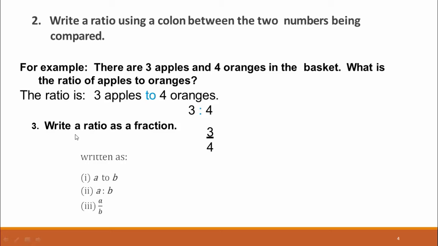Now the third way is to write a ratio as a fraction, and then we can write this fraction as a decimal. So a ratio can be represented in three ways. Suppose we have two real numbers a and b, then the ratio between a and b can be written as a to b, a colon b, or a divided by b. So from this third way, dear students, note that we can convert a ratio into a fraction, and then the fraction can be converted into a decimal form.